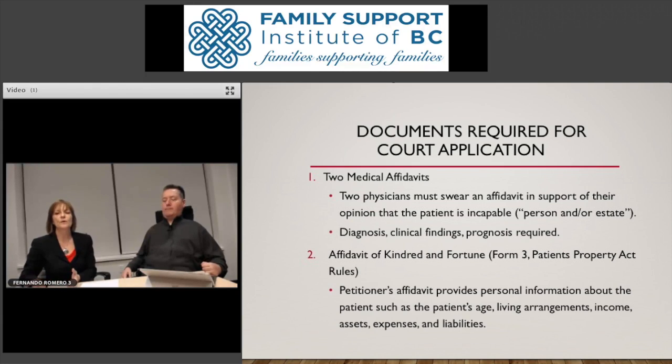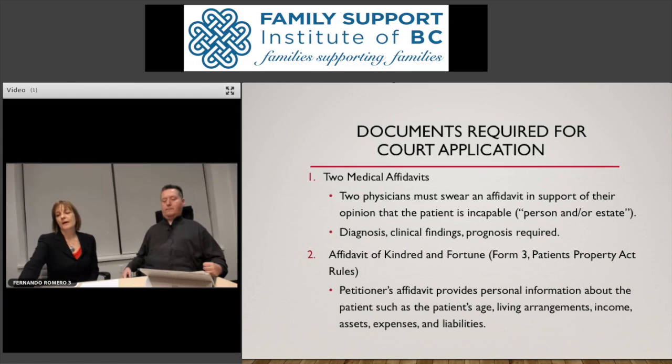If someone is looking to become a committee person, you want to see in the medical affidavit that the adult cannot prepare food for themselves, or would not know what to do in an emergency, or may become lost. And you want to see specific evidence as to why a committee person would be of assistance to them.